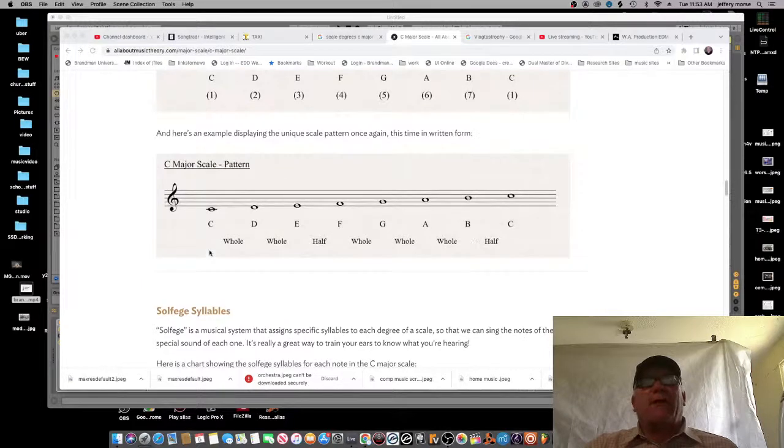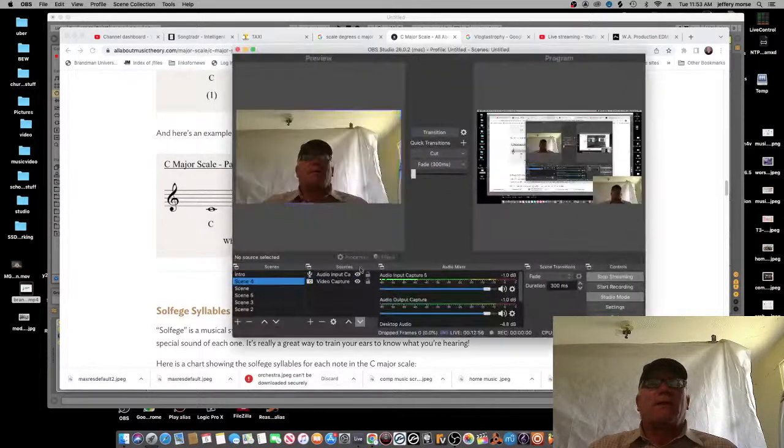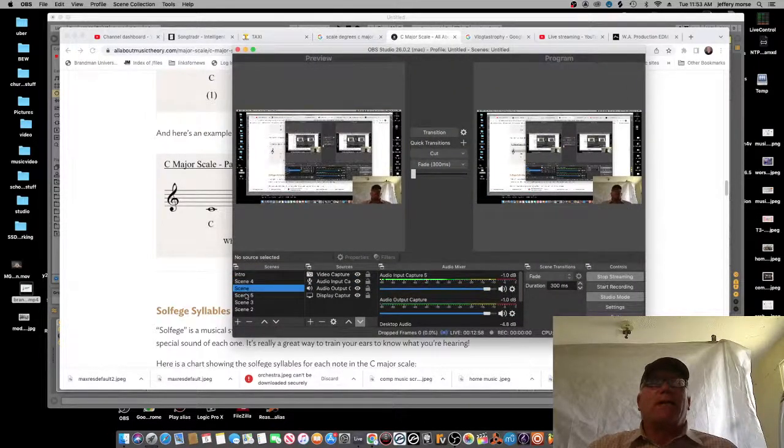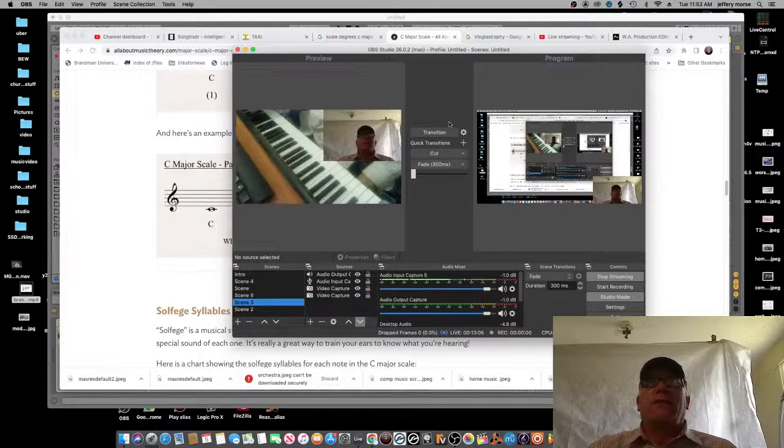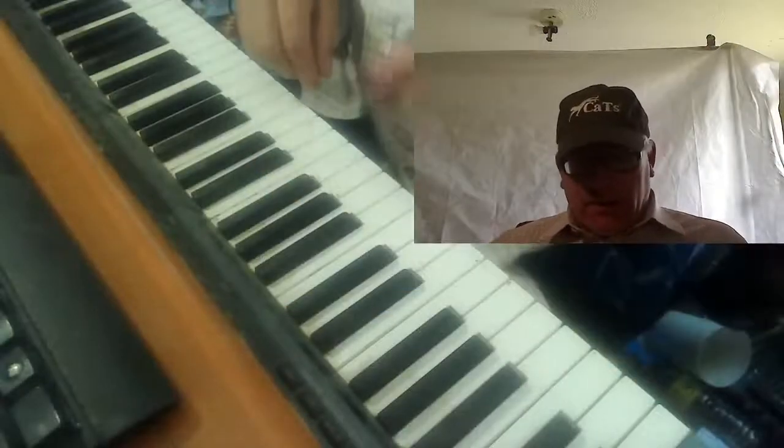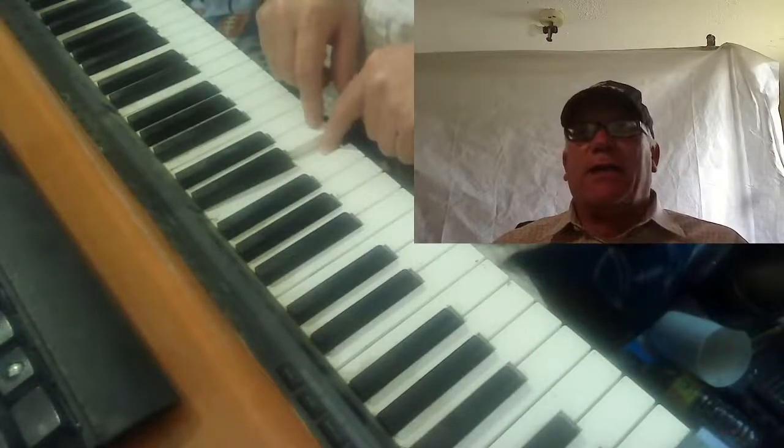Right? So here's the pattern. The pattern in a major scale is whole, whole, half, whole, whole, half. Which means a whole step is a full step. That's one complete key, right? Let's go back to the keyboard for a second. If I can find it. There it is. Okay, so a whole step would be one complete key.